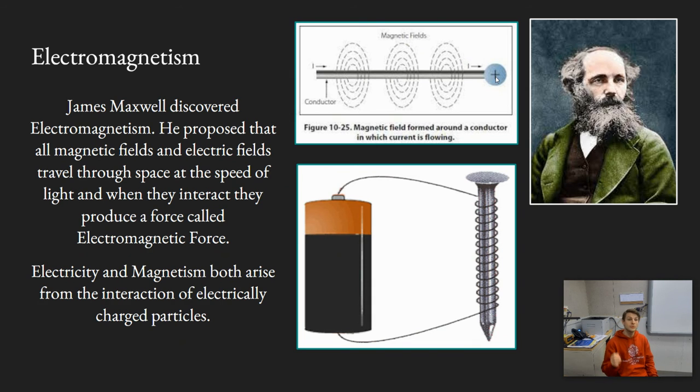And he noticed that both magnetic fields and electric fields travel through space at the same rate as light. And that's because they are composed of electromagnetic radiation, which is just essentially traveling electrons, excited electrons. And they produce a force, both of those produce a force called electromagnetic force.